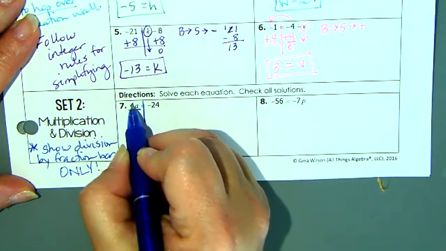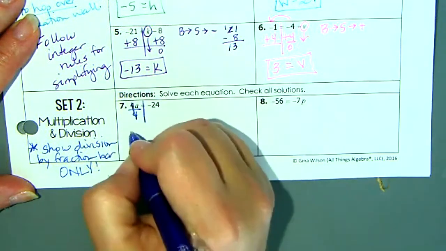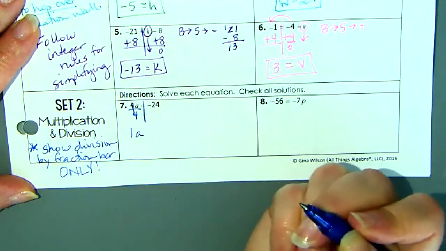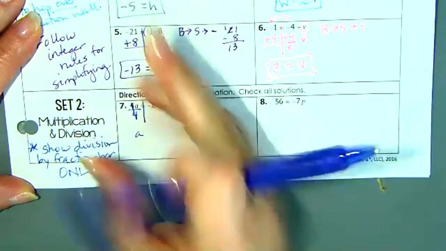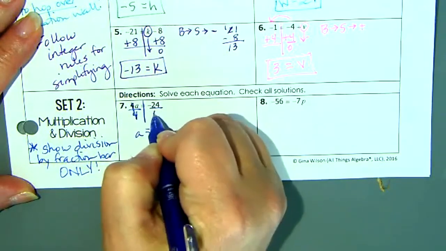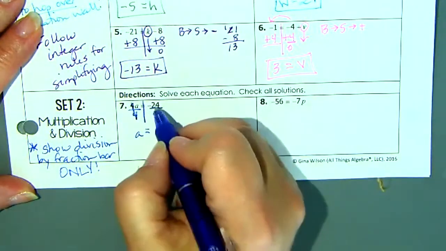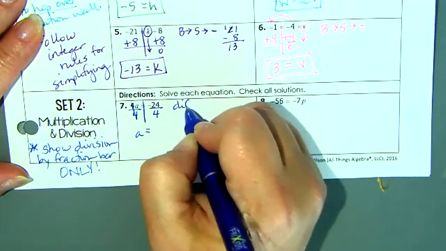Because when I do this, what is 4 divided by 4? That equals 1, which means I would have 1a. But I don't have to write the 1 because it's understood to be there. So we write just a equals. Now what I do to one side, I have to do to the other side. So I divide by 4 on the other side. And now these are different signs.